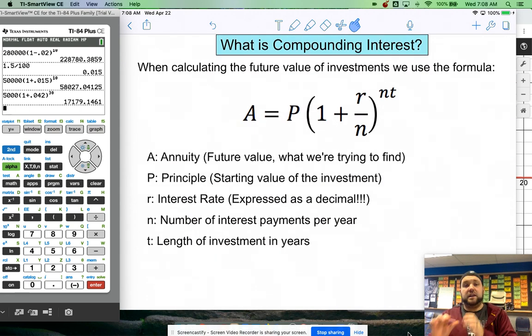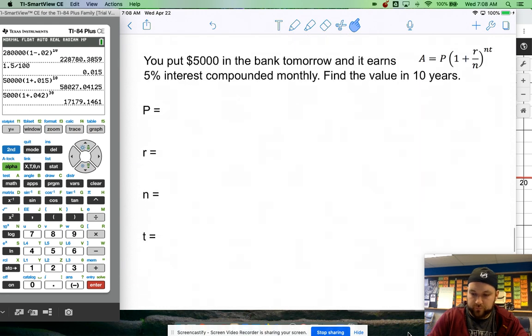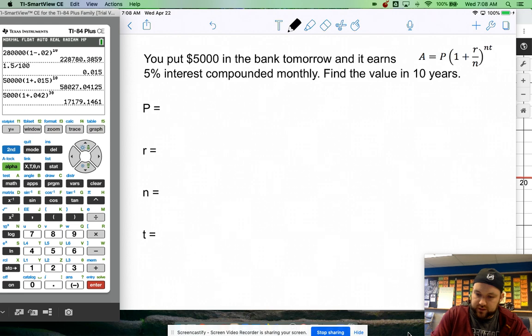Now, if the bank that you use or whatever investment account does compounding monthly or quarterly, we have to use a slightly different formula here. And the only difference is this introduction of the letter N. And N is simply the number of payments per year that you are getting. T is still the number of years, R is still the interest rate or the percentage change as a decimal. The only thing that we have to throw in is that divided by N. Okay. So let's look at an example real quick.